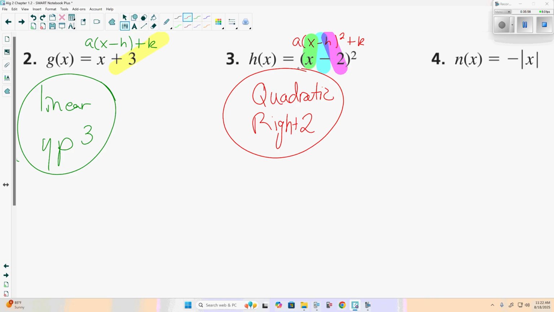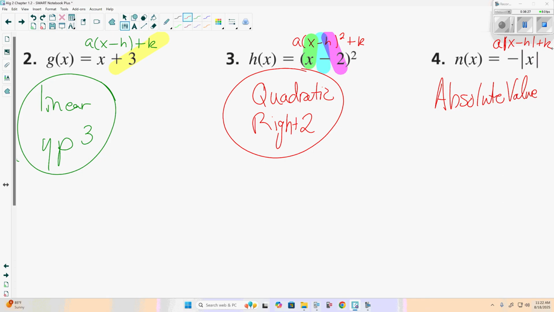N of x equals negative absolute value of x. Well, this here, its parent function is what? Absolute value. Kind of gives it away. Absolute value. A times absolute value of x minus h plus k.